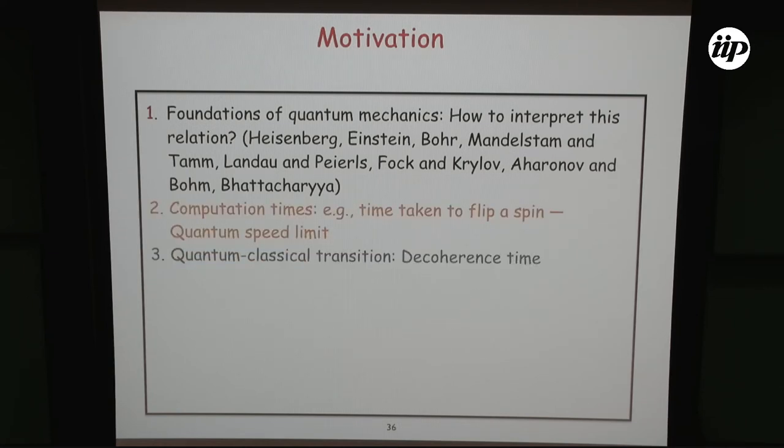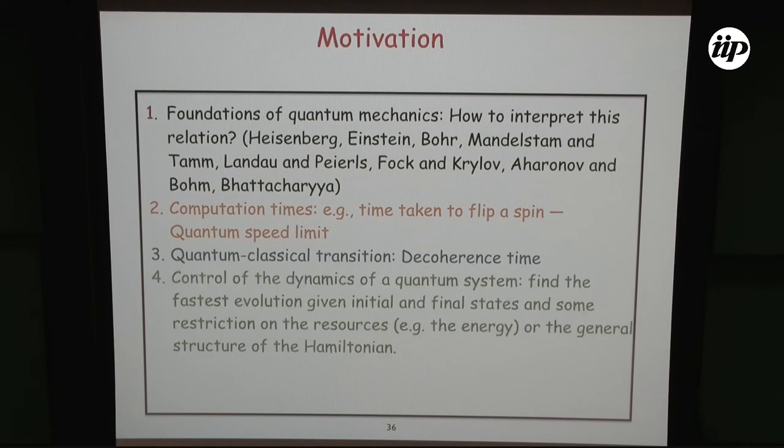You know, these people are not always very kind, especially when they discuss physics, but I think that's the normal procedure. Another motivation is to calculate computational times. For instance, the time taken to flip a spin, and that's related to the quantum speed limit. Okay? Another problem is the quantum-classical transition. You would like to maybe calculate the decoherence time in a more precise way.